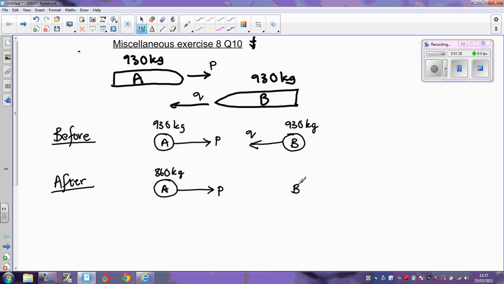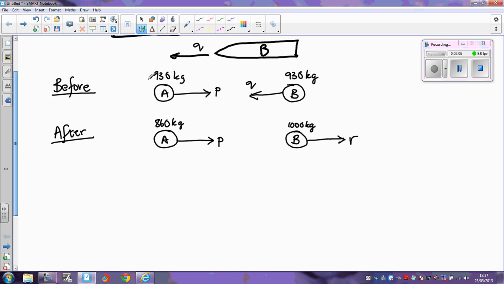B, on the other hand, we don't really know what happens to B. The mass goes up to now 1,000 kilograms, and we are told that the new velocity of B is going to be r. Because I don't know whether it's going to go to the right or to the left, I'm just going to assume that it goes to the right, and if I'm wrong, then I should be able to figure that out. Okay, so let's have a look at the conservation of momentum.